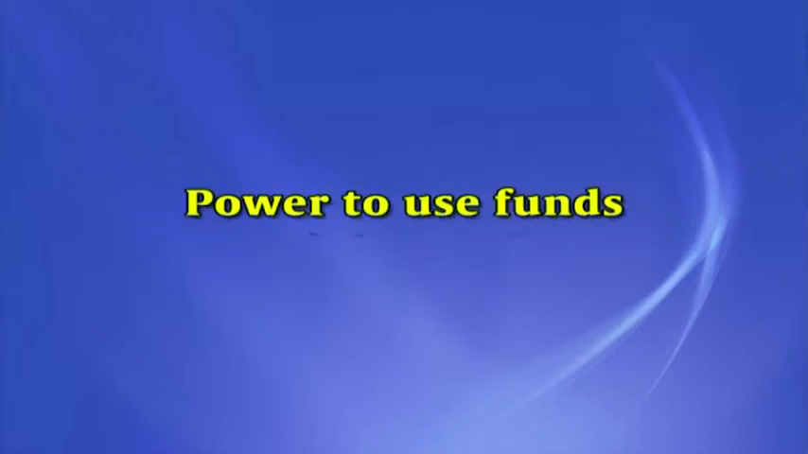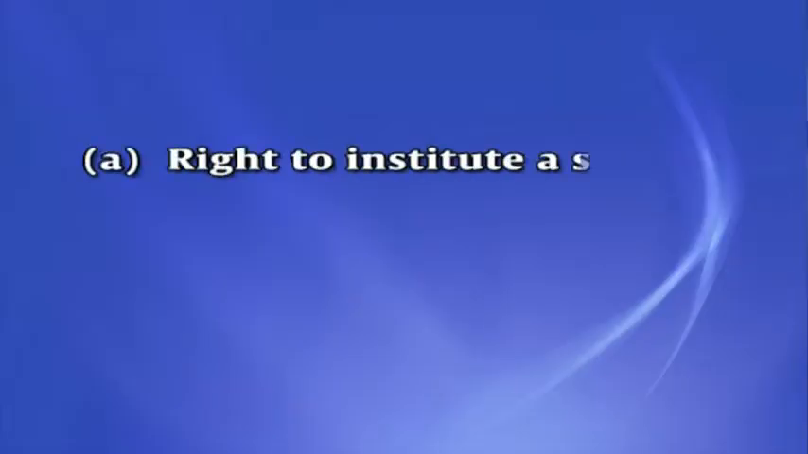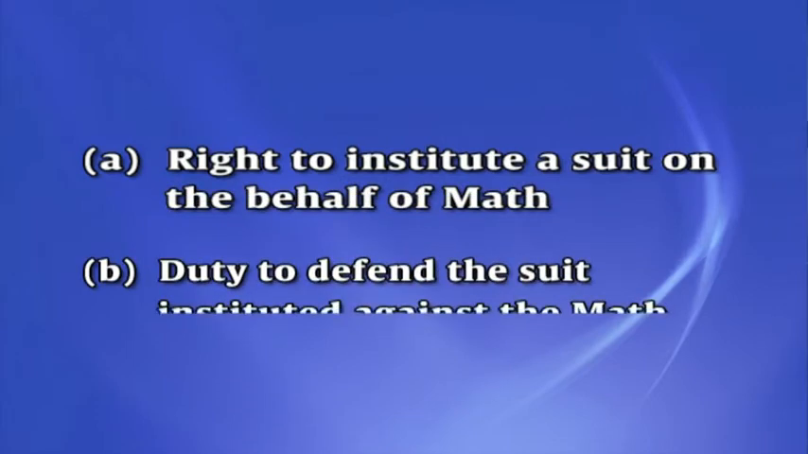Second one is the power to use funds of the Math. Mahant has a large power over the income of the endowed properties. He has discretion in application of the funds of Math, but subject to certain obligations and duties equally governed by custom and usage. Third is the right of representation. Mahant occupies a representative capacity having right to institute a suit on behalf of Math and duty to defend the suit instituted against the Math. It is Mahant who represents the Math in all its dealings with the outside world.